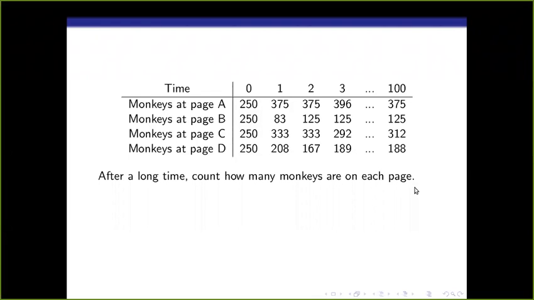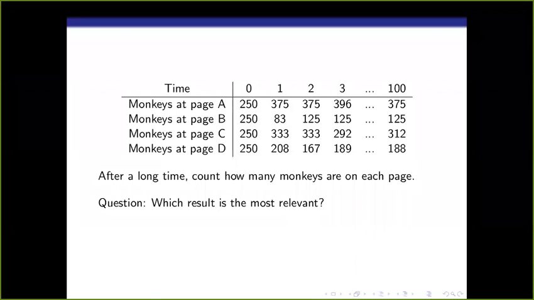Maybe this next one's a bit of a softball question, but if you had this army of monkeys and this was the result you saw, how would you rank them? Which web page would be the most relevant? This one is not a trick question. Don't overthink this one.